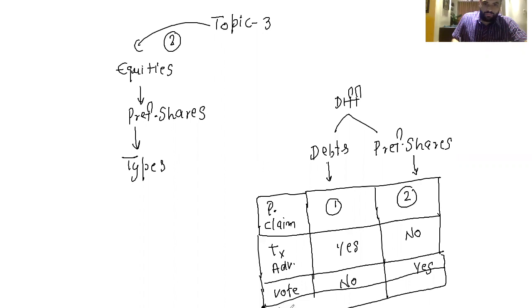From a risk point of view, preference shareholders are less risky than common shareholders, and they are riskier than debts, right? So these are the differences between debt holders and preference shareholders, all right? Now I want you to find differences between common shareholders and preference shareholders. Give me 3 or 4 differences. Take 5 or 10 minutes if you want.